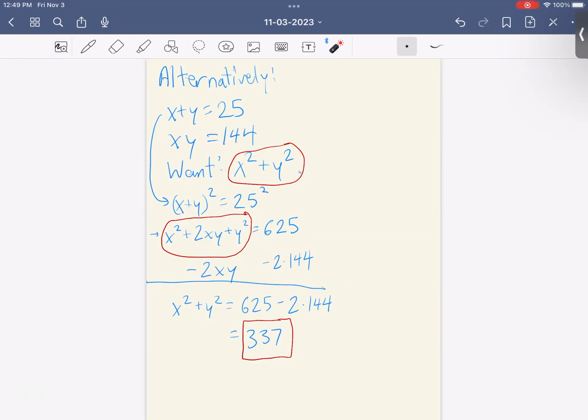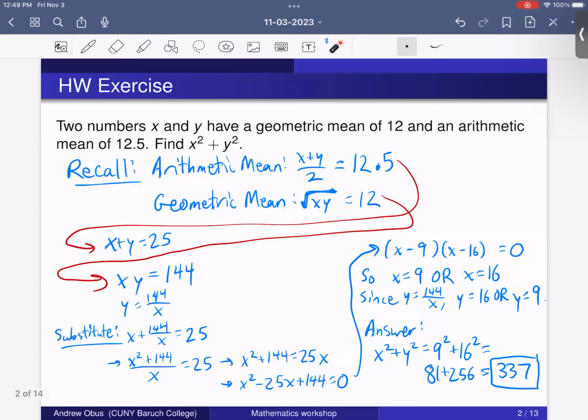All right. Yes, is that Prince? Okay, my issue has to do with the 25, the x plus y equals 25. So this is from the beginning, right? We're given that the arithmetic mean of x and y is 12.5. And remember, with two numbers, the formula for the arithmetic mean is x plus y divided by 2. So we have x plus y divided by 2 is 12.5.